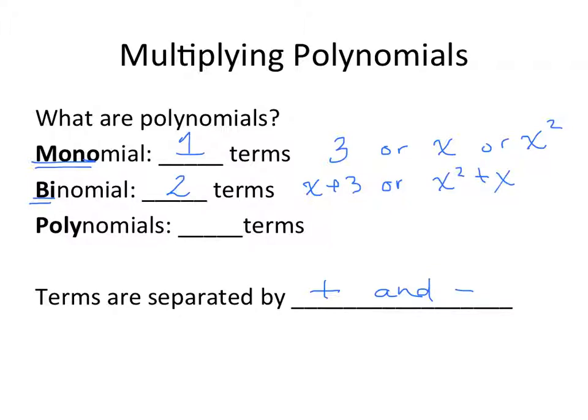I want you to notice that these x's have different degrees. If they were to have the same degree, they would combine and become a monomial, meaning one term. So a polynomial, instead of having just one or two terms, has many terms. So that means it would have 3 or more. So an example of that might look like this: x squared plus x plus 1.